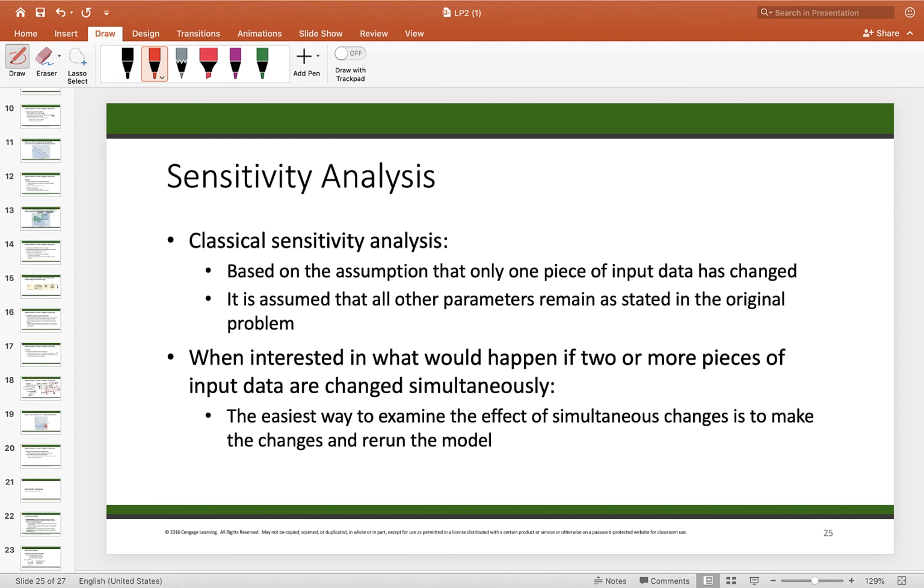And just to add to what I said before, the sensitivity analysis that we look at is actually looking at changing one thing at a time only. If you want to change more than one thing at a time, you don't look at the sensitivity analysis report. If you want to change two things in your model and see the impact, the best thing to do is actually to rerun the model.